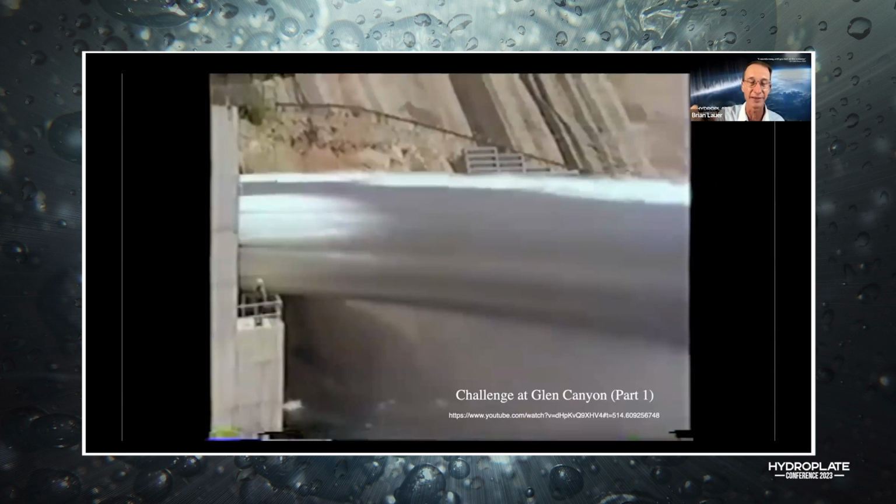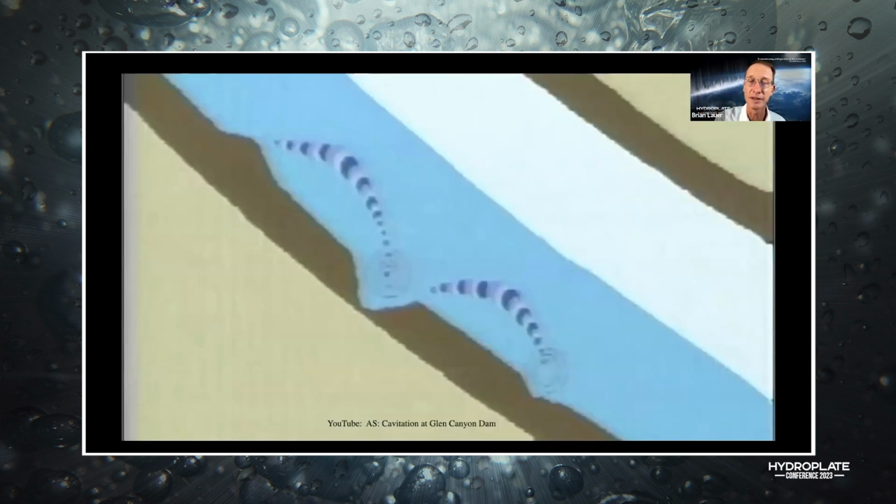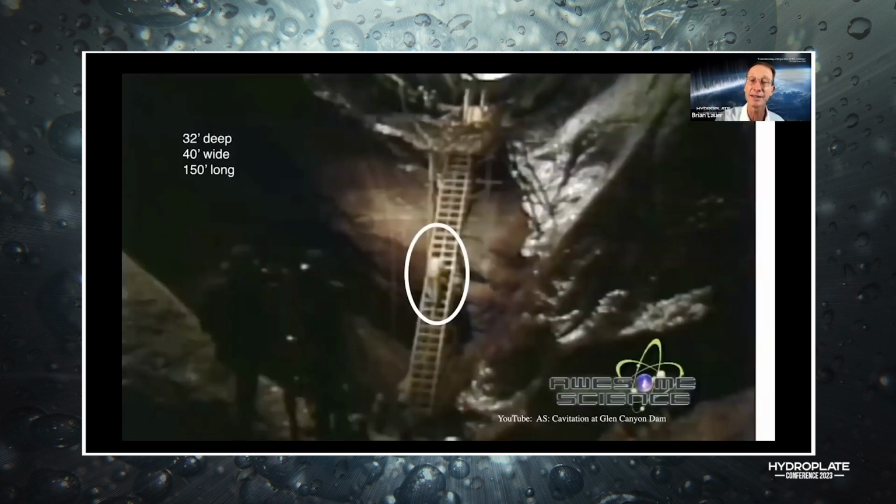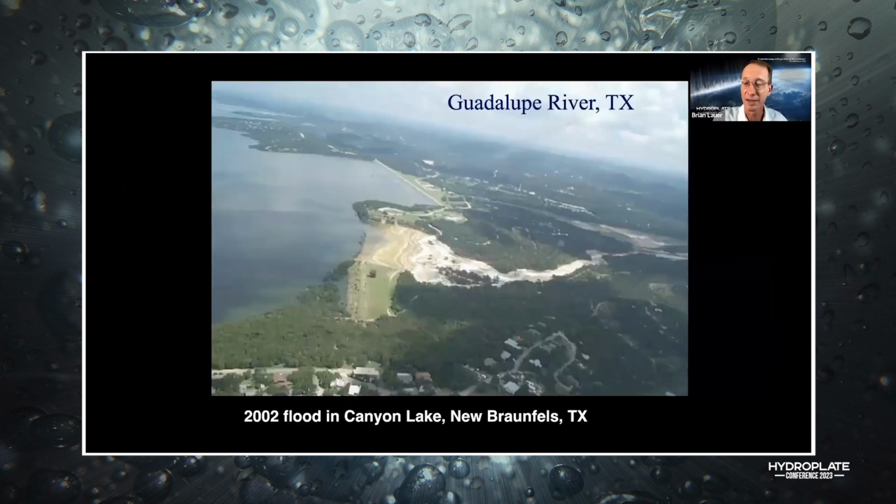Turns color. I think the dam might have even moved or shrunk, but they shut it down real fast because there's cavitation, super fast moving water. It's going to implode on the surfaces, and this is what happened. This is in the spillway. Keep in mind that's 2 feet of reinforced concrete, and it cut a hole 32 feet deep, 40 feet wide, and 150 feet long.